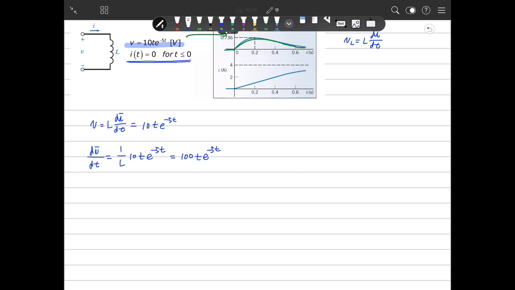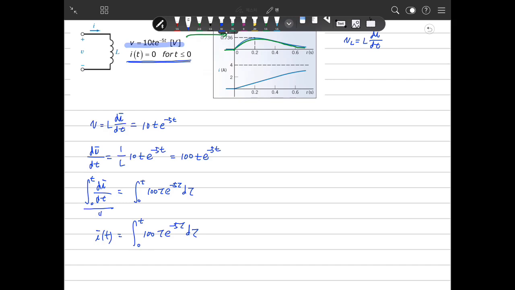So what should we do to get the current? We need to integrate both sides. So the integral of di from 0 to t will be the integral from 0 to t of 100 τ e^(-5τ) dτ. So the current i(t) is the integral from 0 to t of 100 τ e^(-5τ) dτ.